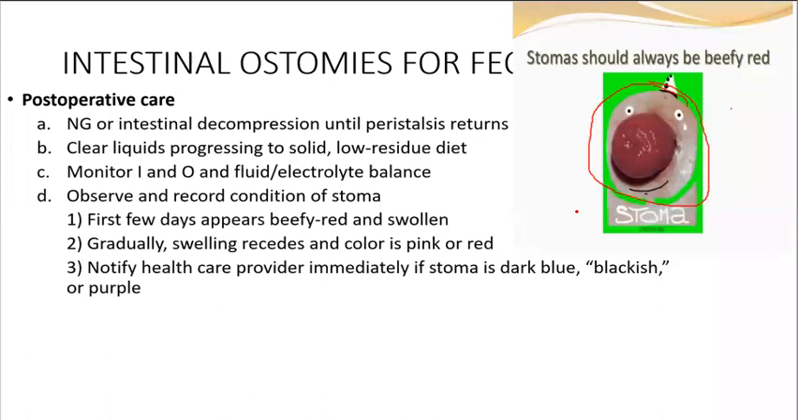On the NCLEX, you must notify the healthcare provider if the stoma becomes dark blue or blackish or purple. What does that tell you? It indicates that there's insufficient blood supply to the stoma. So again, take note: within the first few days, it appears beefy red and swollen, and gradually the swelling recedes and the color becomes pink or red. If you notice it's turning blue or purple or blackish, you want to immediately notify the healthcare provider, because that indicates that the stoma is getting insufficient blood supply.